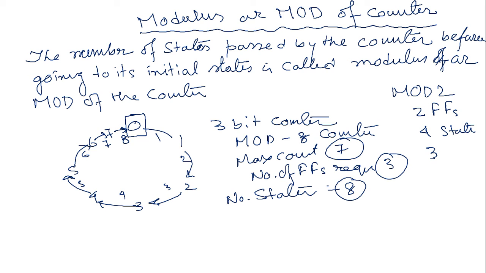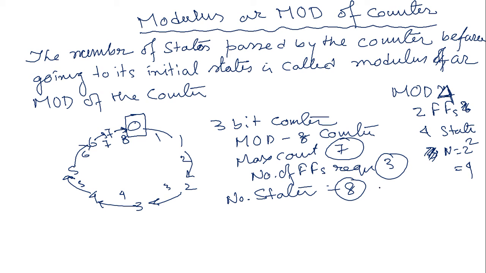Here I am giving you examples only for mods that are powers of 2: mod 2, mod 4, mod 8. This one is a mod 4, not mod 2. A mod 4 counter has N equals 2 to the power 2, that is 4. So 4 states are required, and 2 is the number of flip-flops.